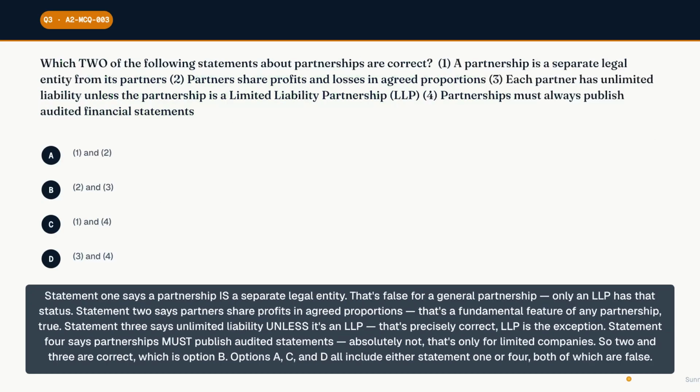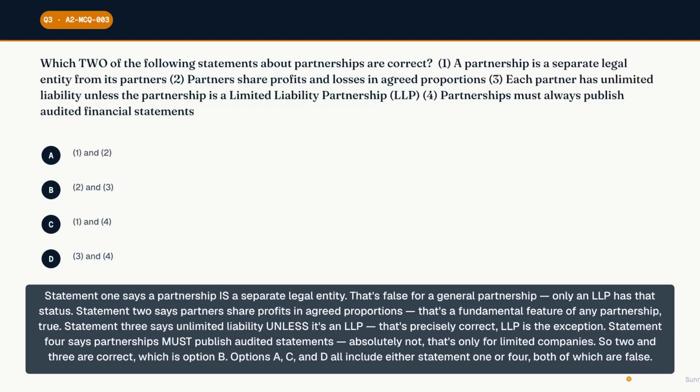Statement 1 says a partnership is a separate legal entity. That's false for a general partnership. Only an LLP has that status. Statement 2 says partners share profits in agreed proportions. That's a fundamental feature of any partnership. True. Statement 3 says unlimited liability unless it's an LLP. That's precisely correct. LLP is the exception. Statement 4 says partnerships must publish audited statements. Absolutely not. That's only for limited companies. So 2 and 3 are correct, which is option B.